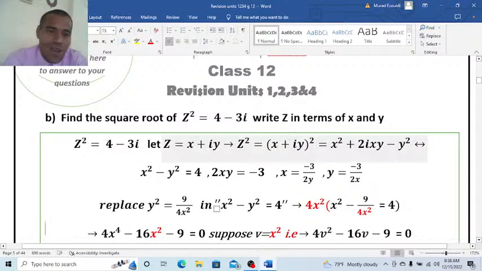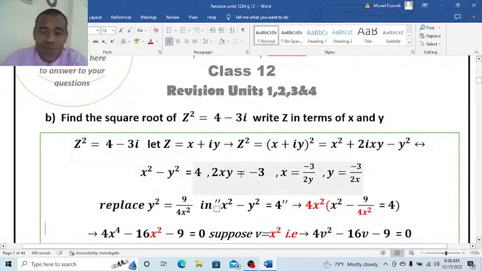Therefore I will write from the beginning, z square is 4 minus 3i. I will say let z equal x plus iy. You see, this is z square, so you should also square this complex number. z square equals x plus iy all squared. I will use the formula. It will be x square plus 2ixy minus y square. Why? Because i square is minus 1, so it will be minus y square. This is equivalent to x square minus y square equal 4. I will equate x square minus y square with its real part on the left hand side.